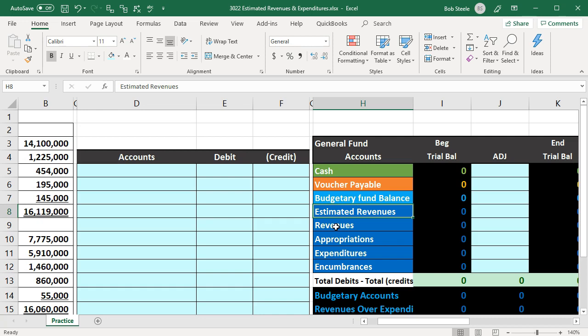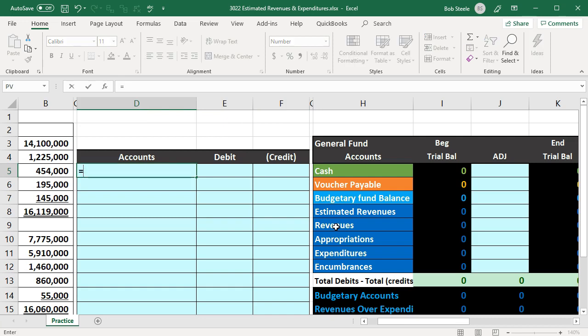Therefore, the budgetary account related to it, the estimated revenue account, is going to have a debit normal balance. So they're going to be like the mirror opposites of the actual accounts. Revenue has a credit balance. The budget then has a debit normal balance. And so that's how we'll record this.